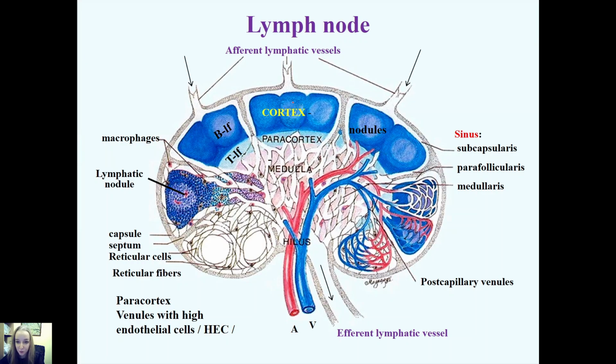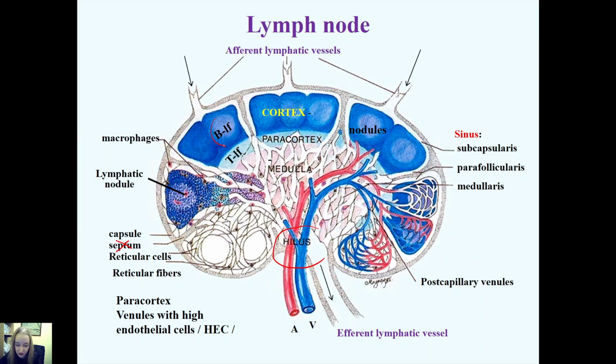Here we have once again a picture of a lymph node. There is a nice capsule around, and there are no septae but trabeculae, as you know. A supporting structure is made of reticular fibers and reticular cells. This is a hilum over here. And why is this picture important? Because we can really see the paracortex here, the region between cortex and medulla.